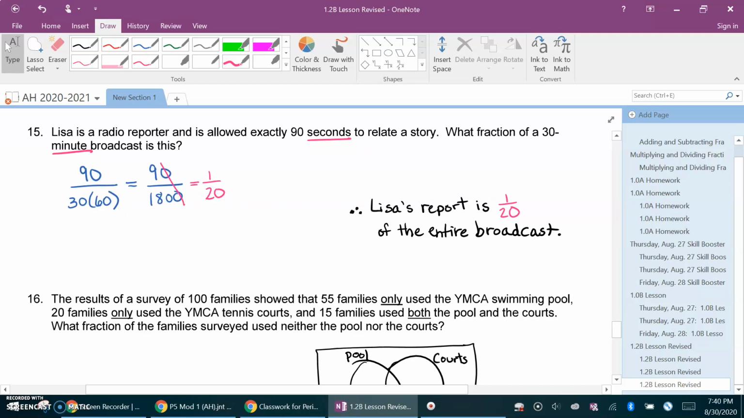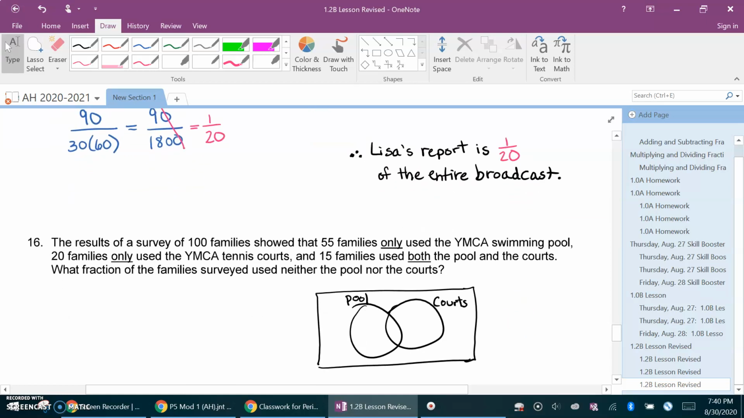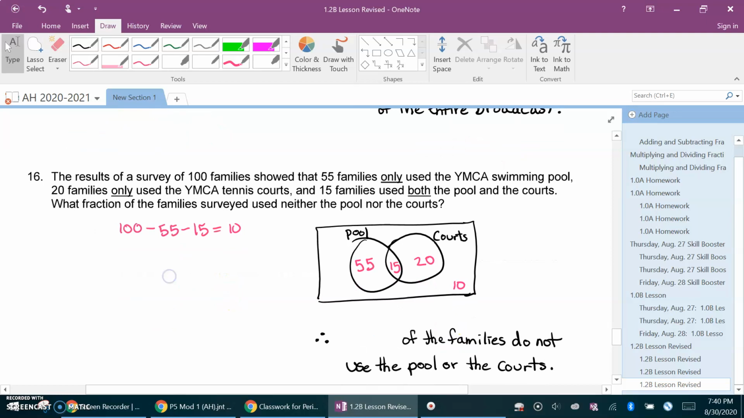So the results of a survey of 100 families show that 55 families only use the YMCA swimming pool. And then it said 20 families only use the tennis courts. And then we have 15 families that used both. So if we subtract that to get 100 minus 55 minus 15, that's going to give us 10. So we have 10 left over. So 10 out of the 100 reduces down to 1/10. So 1/10 of the families use the pool or do not use the pool or the courts.